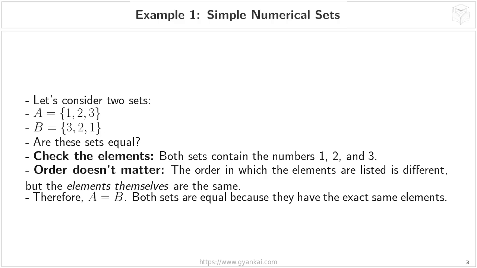Keep this in mind as we move forward, because we'll soon see an example where the number of times an element appears within a set matters, as we'll explore on the next slide.